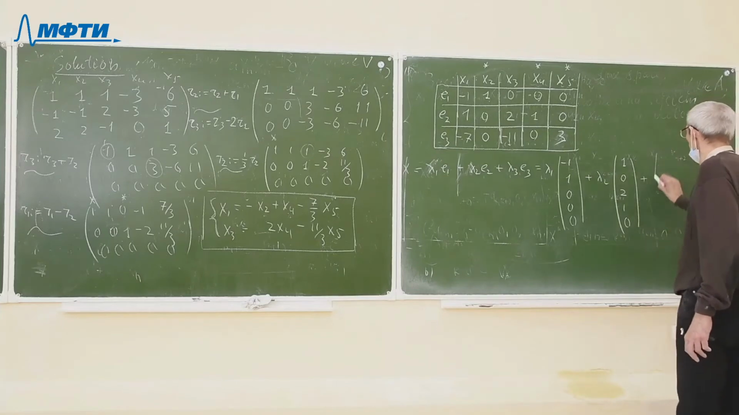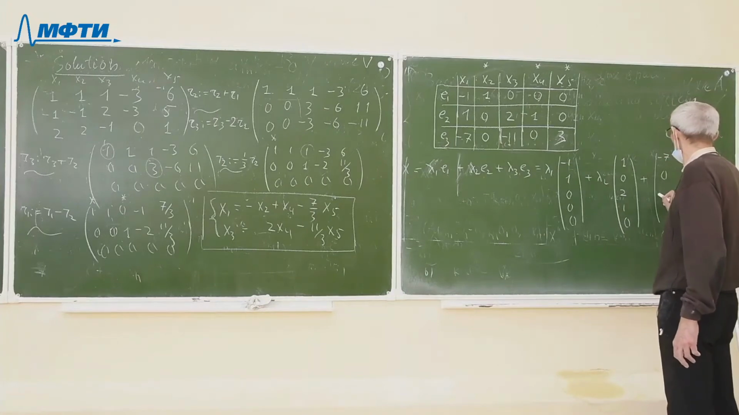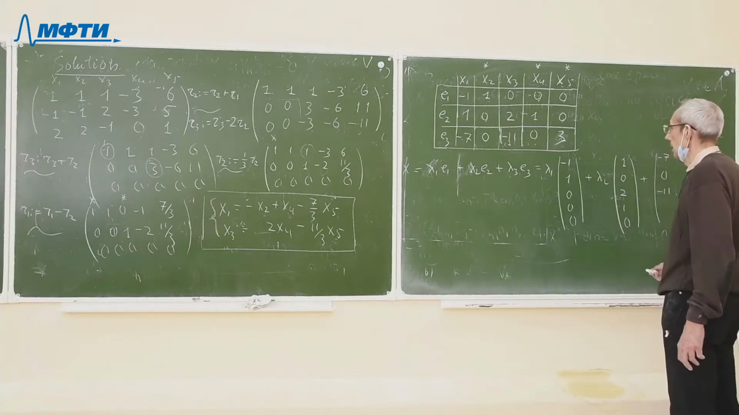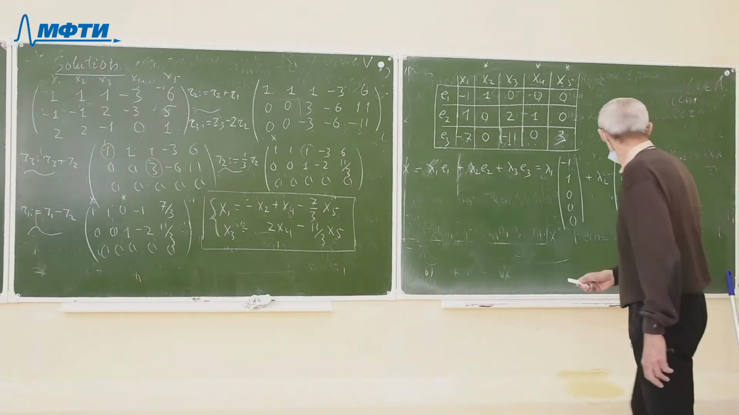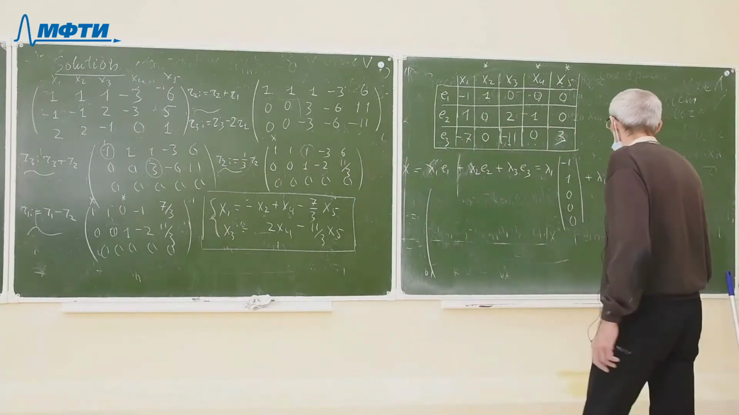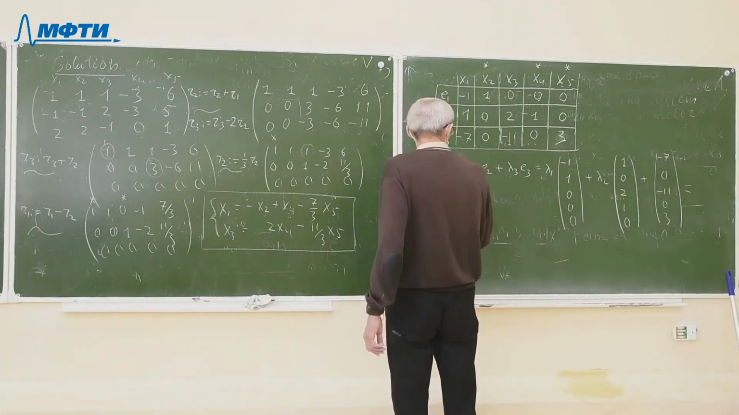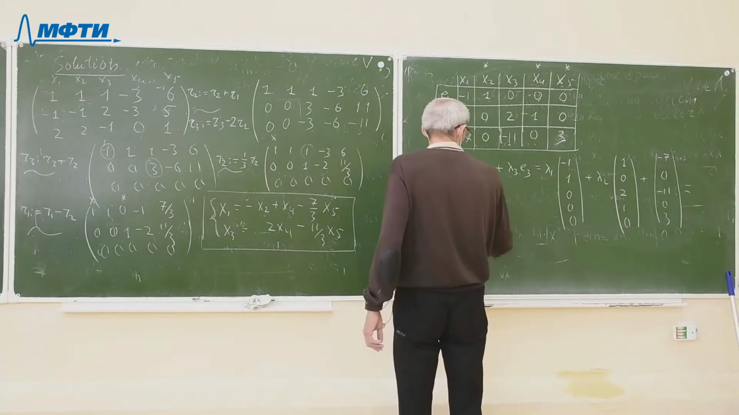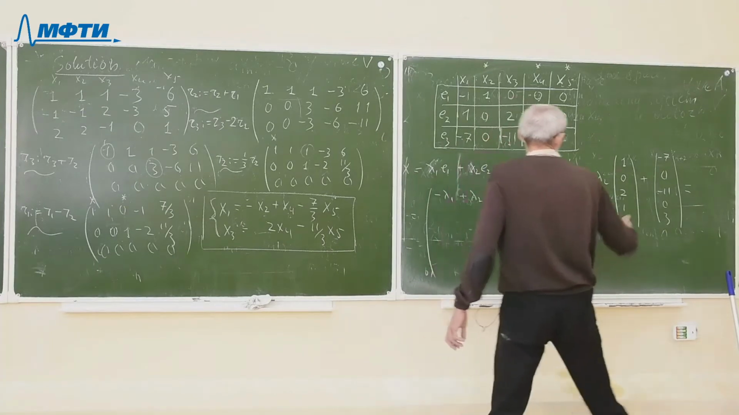Lambda 3 is -7, 0, -11, 0, 3. If I add these columns, I obtain minus lambda 1 plus lambda 2 minus 7, I'm sorry, lambda 3.